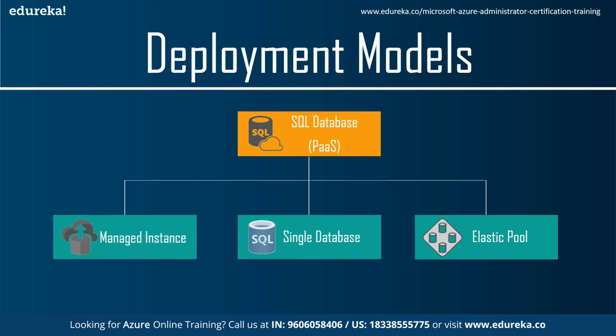Last one is Elastic Pool. So Elastic Pool is a collection of single databases with a shared set of resources such as CPU or memory. Single databases can be moved into and out of an Elastic Pool.